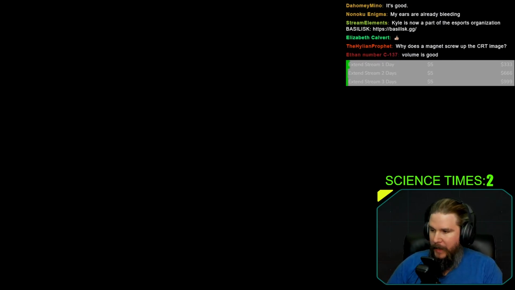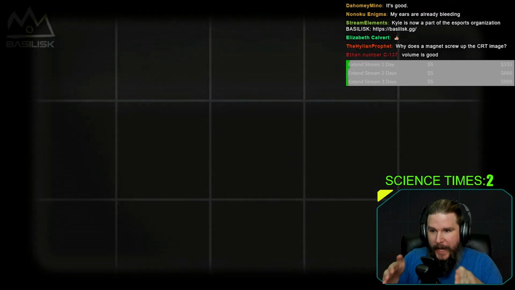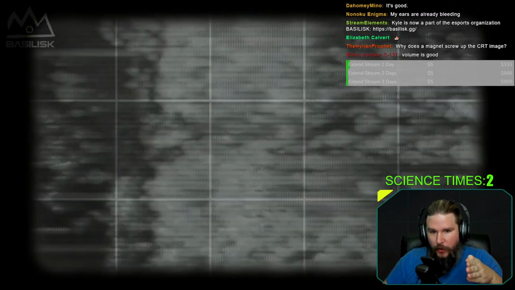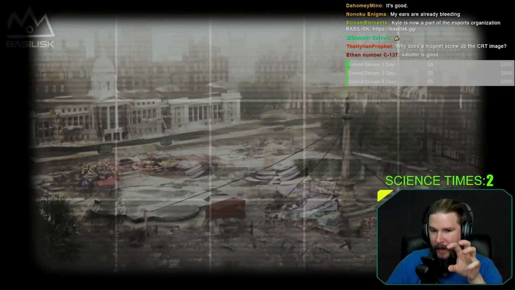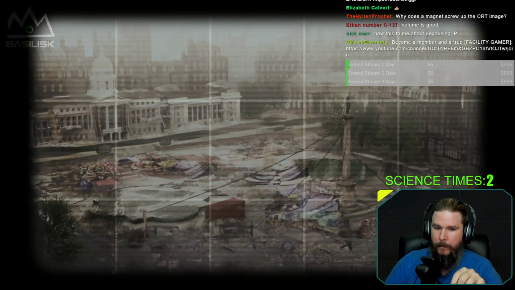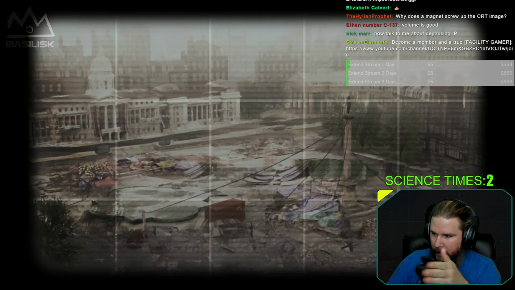Why does a magnet screw up the CRT image? Well, because you are changing... So CRTs use magnets, science time, to direct the charged particles, electromagnetism, right? So a magnetic field can change the path of a charged particle. It implies a force on that particle. And so there's already cathode ray tube magnets that direct your particle. So if you have a strong enough magnet to change the direction of that particle where it should go, then it's going to mess up the image.